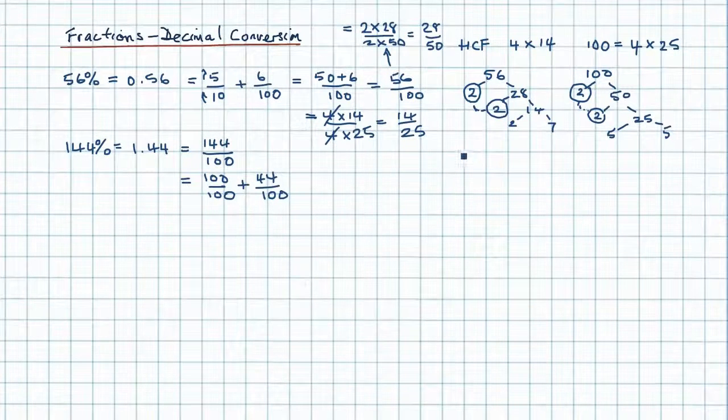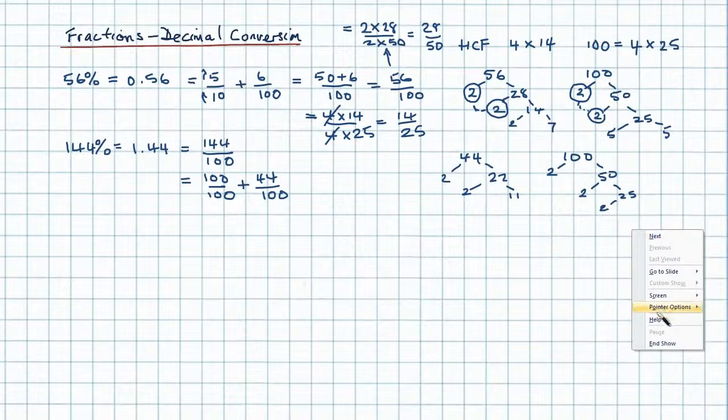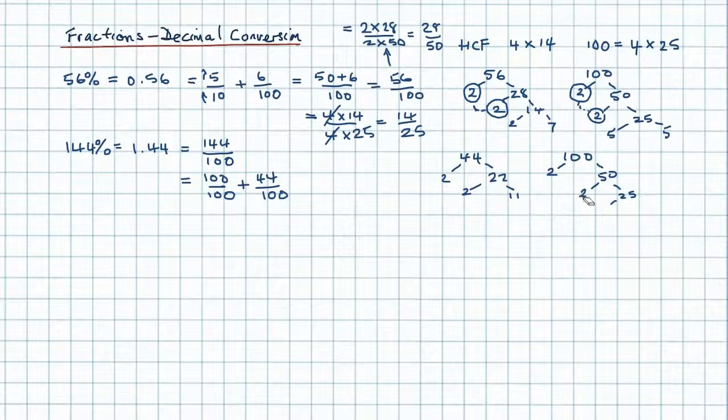Okay, so let's go back to our HCF method and see if we can break that down nice and easily. So we've got 44 and 100, and we'll use a factor tree. We'll go 2, 22, 2, 11, and we can't go any further. So now we're going to go 2, 50, 2, 25, and 5, 5. Whoops. Okay, lots of mistakes in this video. And which is exactly what we had here.